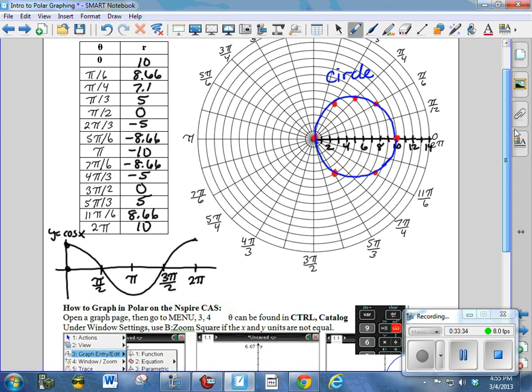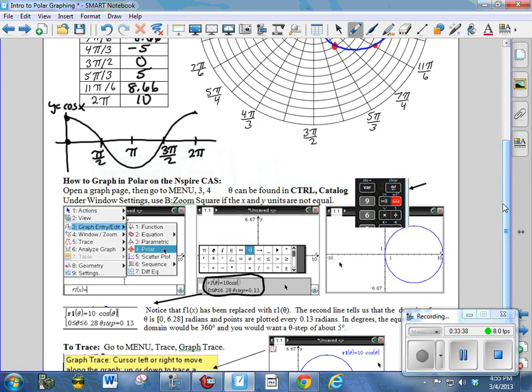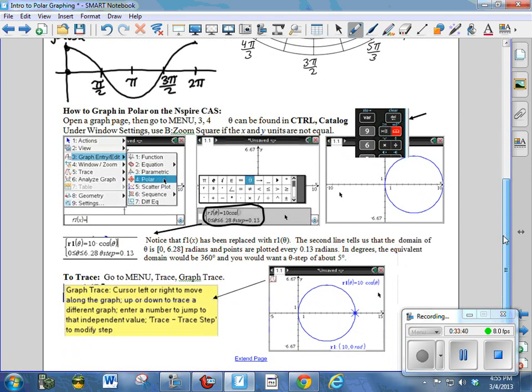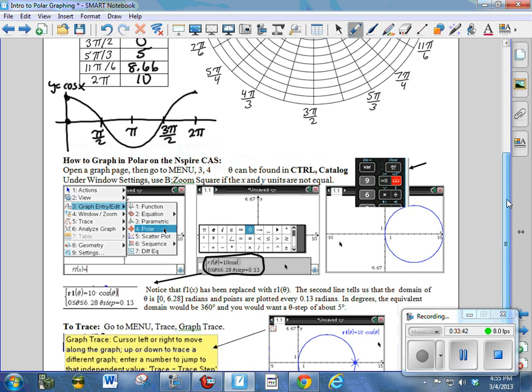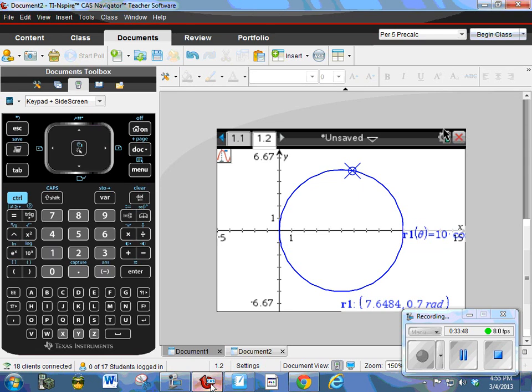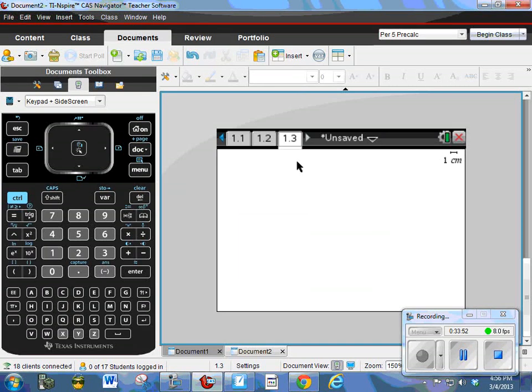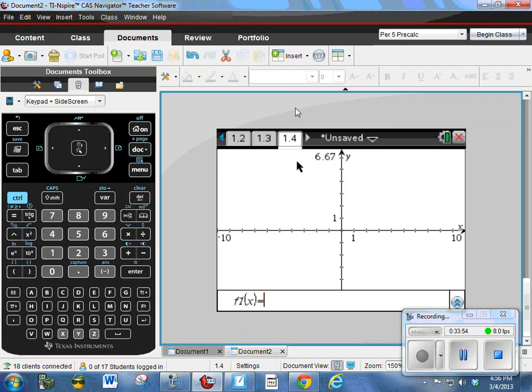Now let's look at how to graph this on the calculator, and then we'll finish up the notes here. I have some instructions down here for the Inspire, and I also have some instructions that 84 users can use to pick up. So on our graph, I'm actually going to insert another graph page so we can start over. So let's, oops, I don't want a geometry page, I want a graphs page. Okay, there's a graphs page. So this is what yours is going to look like.